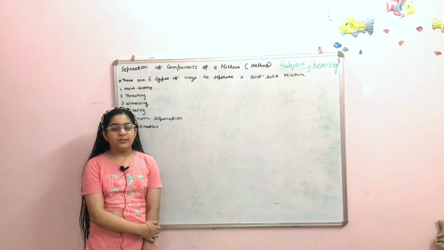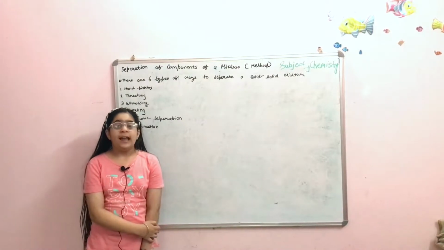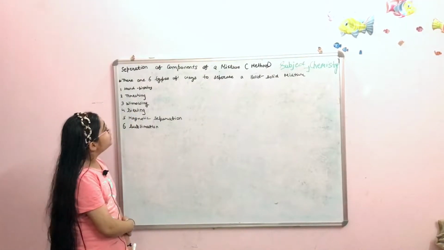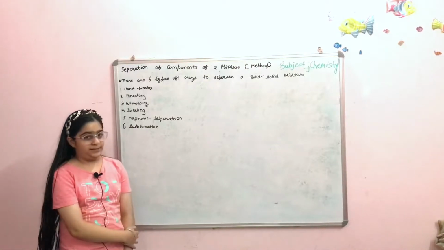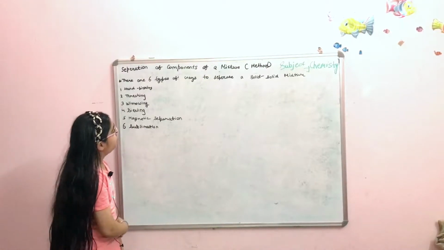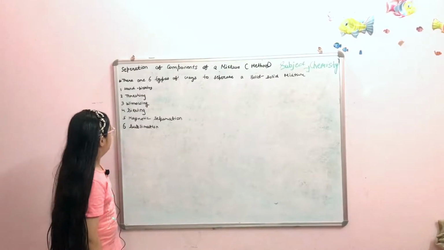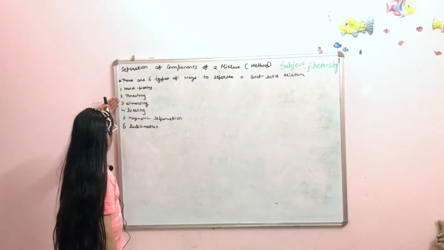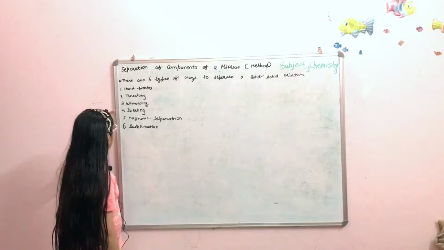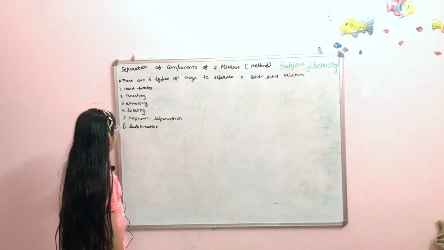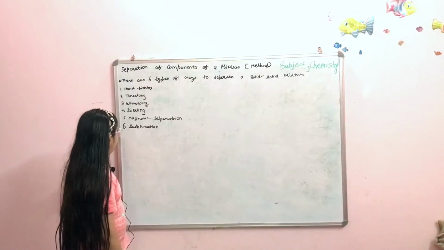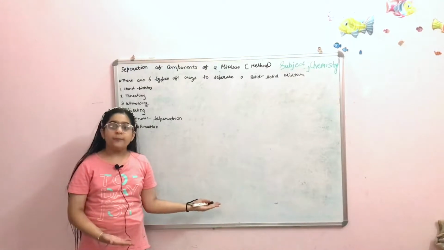So today I am going to teach you the subject chemistry and the topic is separation of components of a mixture method. So there are 6 types of ways to separate a solid liquid mixture. Number 1 hand picking, number 2 threshing, number 3 winnowing, number 4 sieving, number 5 magnetic separation and number 6 sublimation. So now I am going to define them.